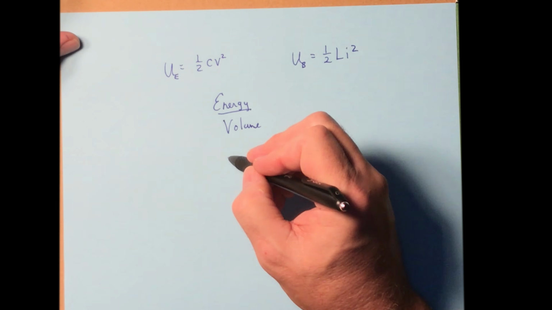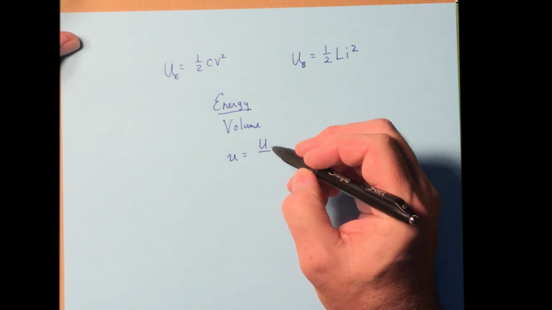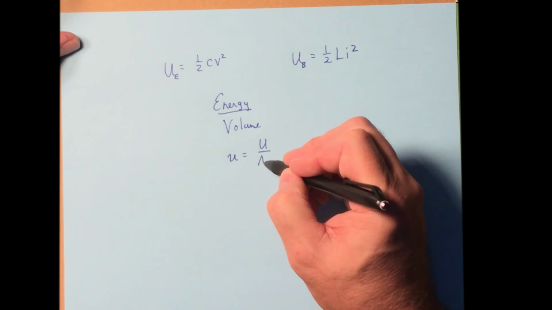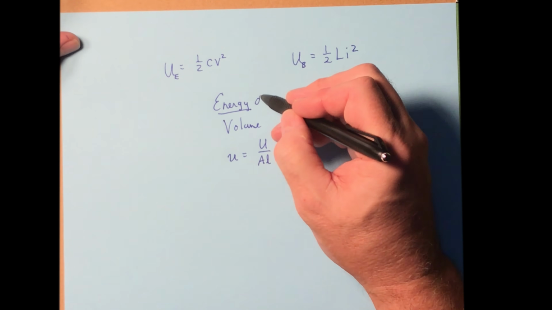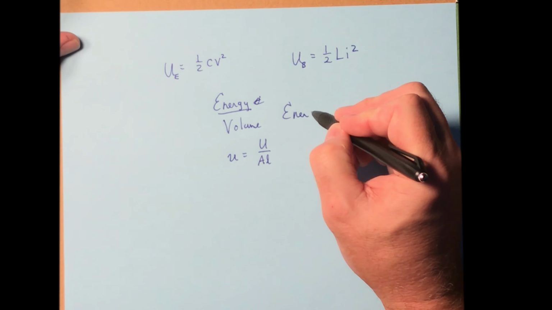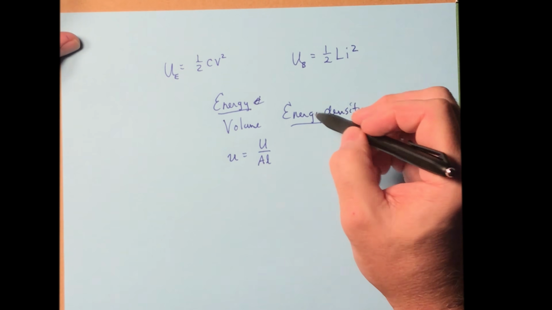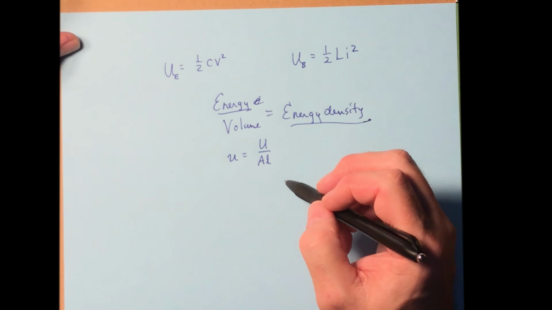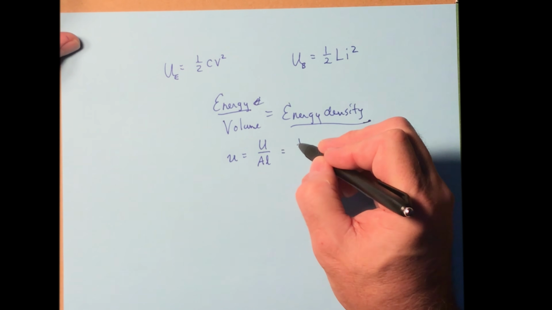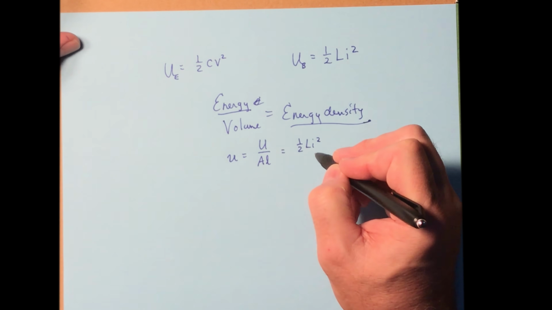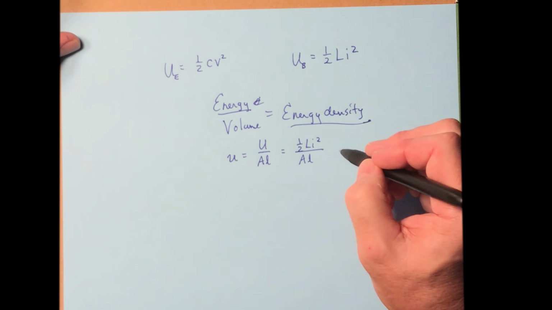The energy per volume, little u, is equal to big U over the volume, and the volume is the area times the length. This is called the energy density. So the energy density is energy per volume, and it's given by this. In the case of the inductor, you could say this is going to be 1/2 L i squared divided by A times l. Let's rewrite that.